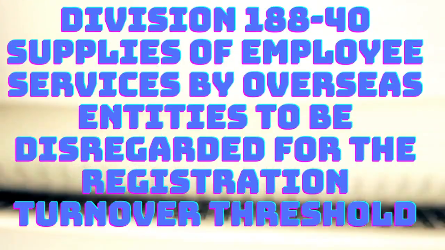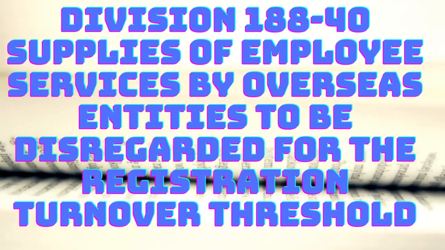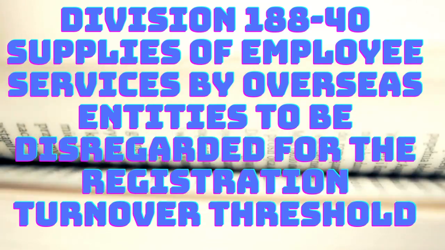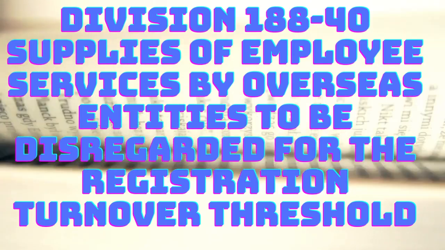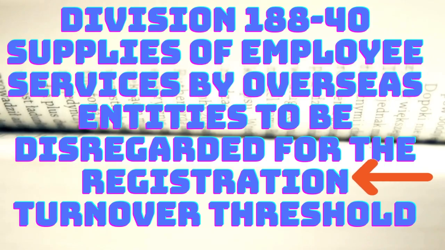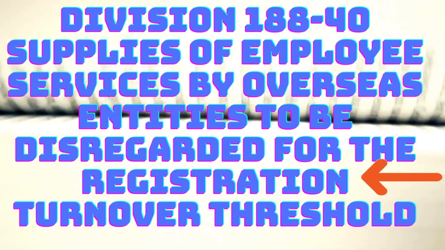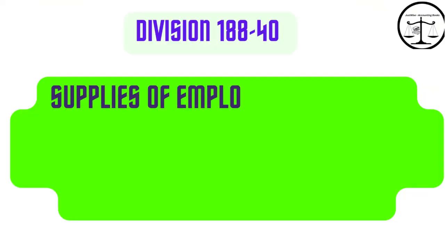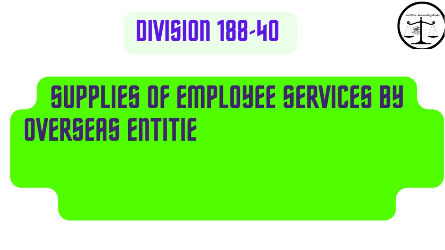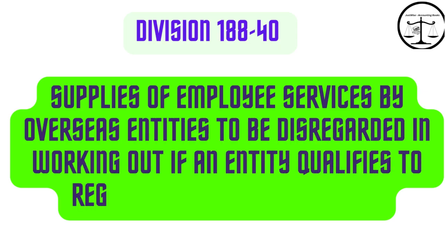Finally, friends, Division 188-40, the last section of this video, namely supplies of employee services by overseas entities to be disregarded for the registration turnover threshold. Have you noticed that this section is only specifically referring to working out the GST registration threshold? In other words, supplies of employee services by overseas entities are to be disregarded in working out if an entity qualifies to register for GST in Australia.